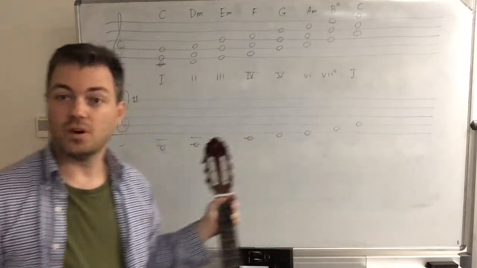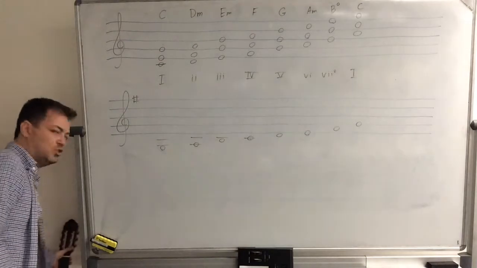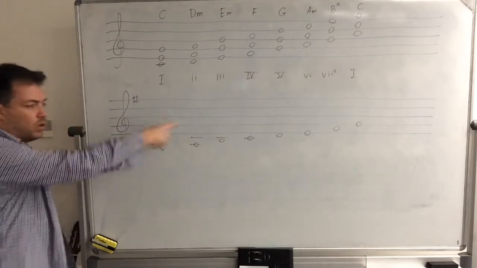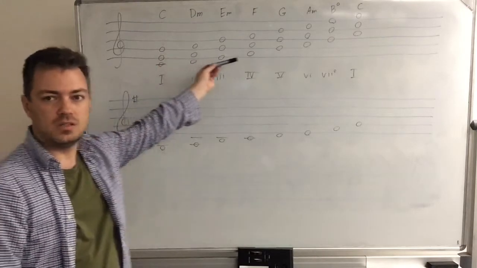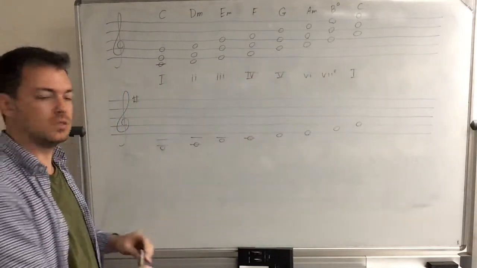Okay, that is 1, 5, 6, 4 in G major. G, D, E minor, C. But let's work it out anyway. Let's go through the process, and we follow the exact same thing of writing out the chords here.